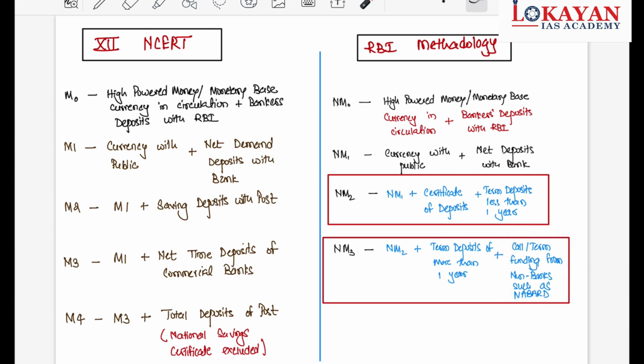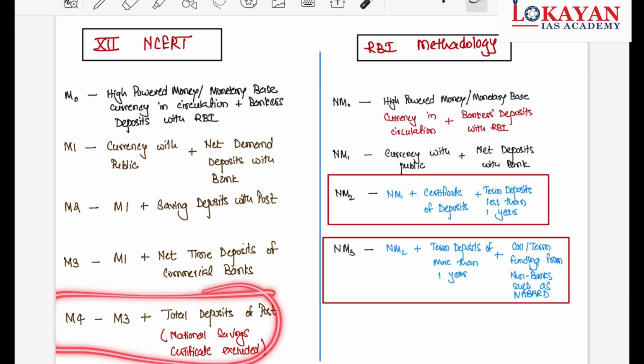At the initial stage you might find it difficult to remember all this. Believe me, read it frequently, a couple of times a day for 4 to 5 days, and you will understand these terms. Remember it comparatively and map it. You can pause the video, take a screenshot and note down the things. And remember, there is M4 but there is no NM4.